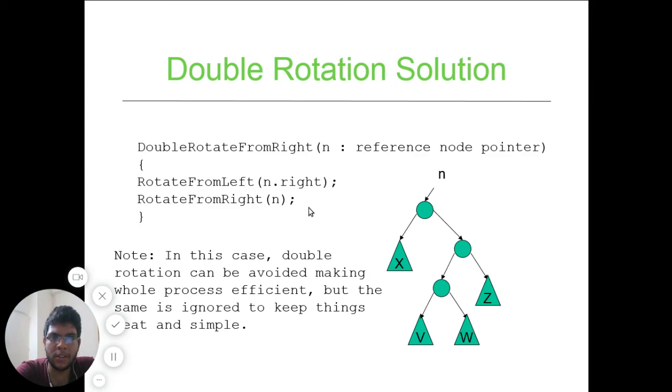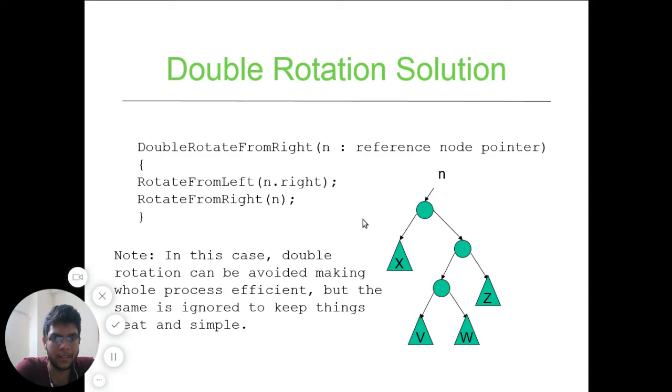So this is the double rotation solution. Double rotate from right is rotate from left and then rotate from right. So you can just work it out. In this case, double rotation can be avoided, making the whole process efficient. But that is ignored to keep things neat and simple.